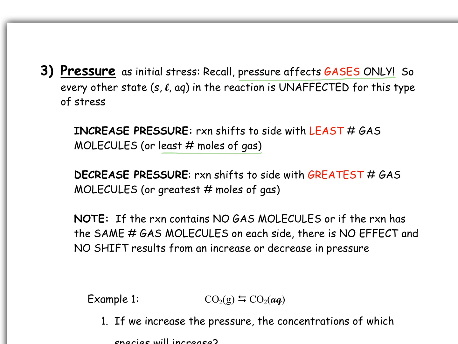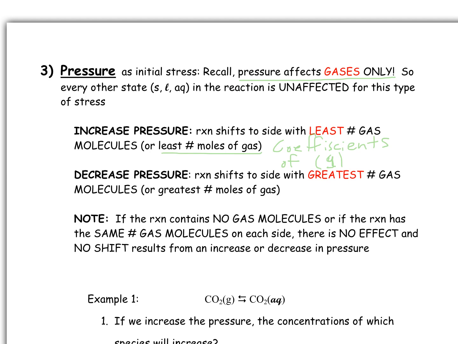So what we need to specifically look at here is coefficients, right? Those will represent how many moles we have. So coefficients of any compound with that little g. If we decrease the pressure, the reaction is going to shift to the side with the greatest number of molecules, gas molecules. Okay, we'll think about it logically.